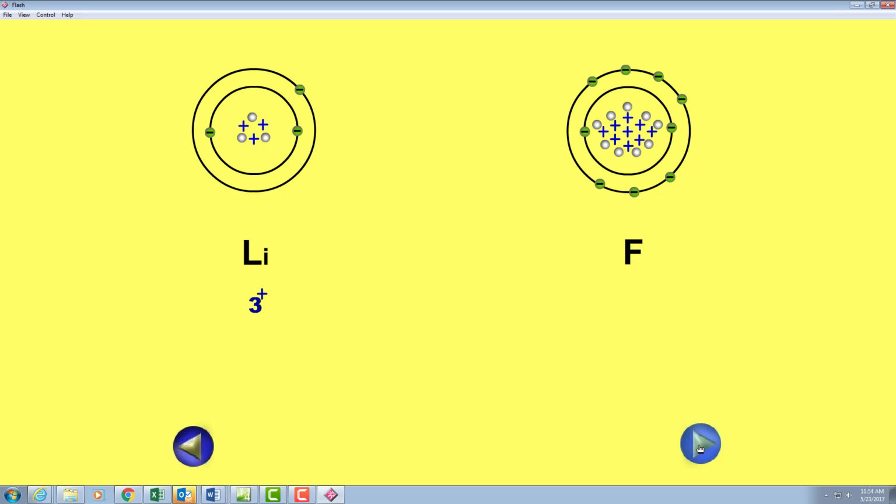Lithium has 3 protons, 3 electrons, having a neutral atom. Fluorine has 9 protons, 9 electrons, a neutral atom. I stated before that what drives chemistry in the universe is that everything wants a full outer shell, like the noble gases like helium and neon and such.